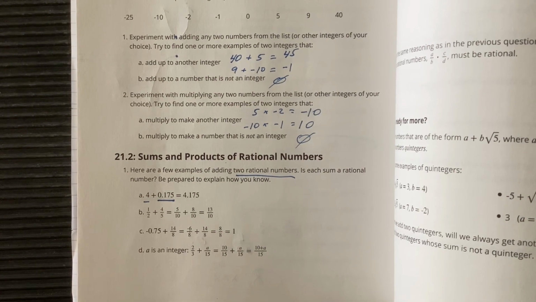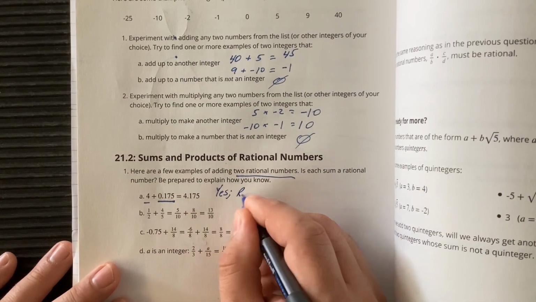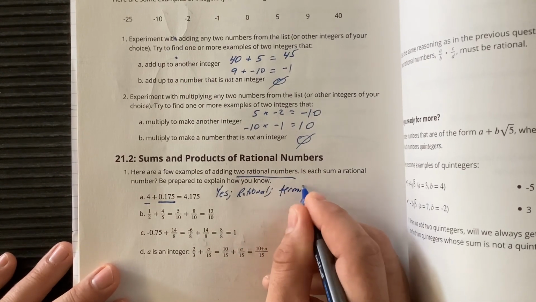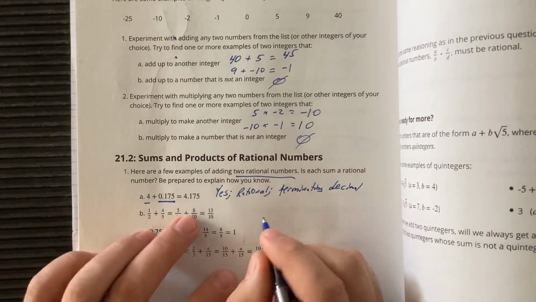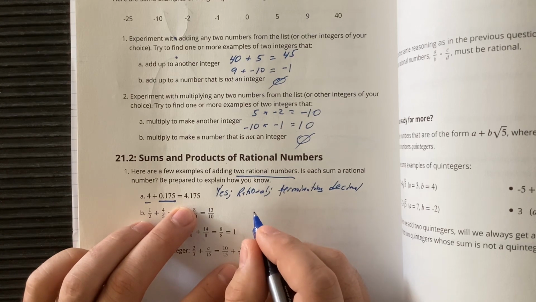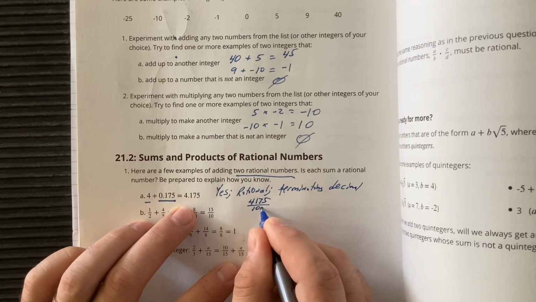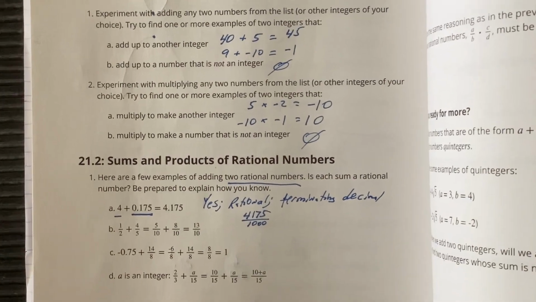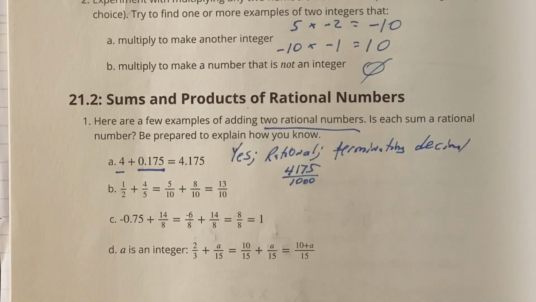So it's yes or no. Why? It is a terminating decimal. It means it stops. You also could write that as a fraction. So that is another reason: all rational numbers can be written as a fraction as well. So I would agree that that is rational.